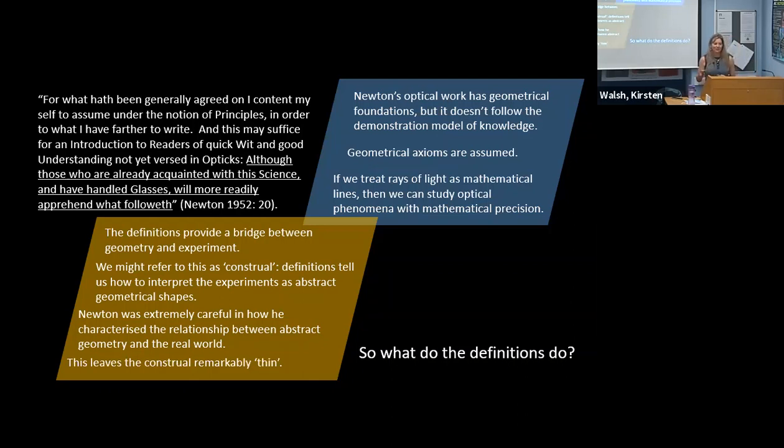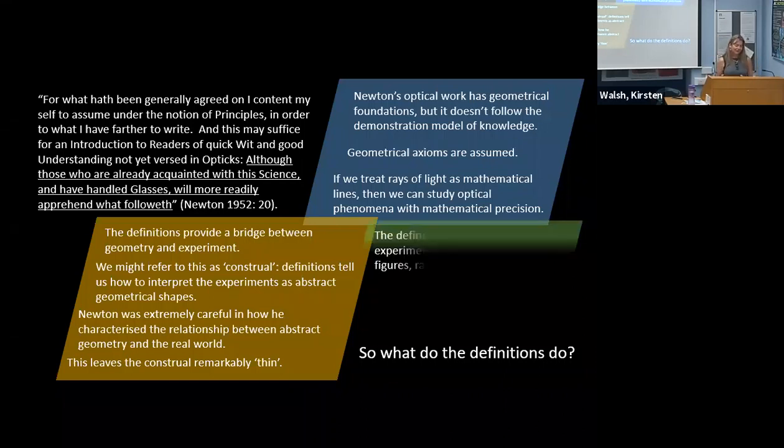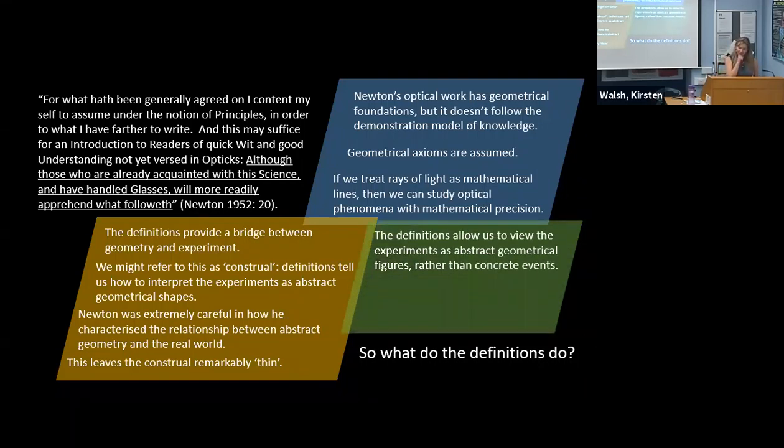And this leaves us with a remarkably thin construal. This is why I wanted to emphasize the point about the properties that he attributes to light. He doesn't attribute more properties than he needs to. So the definitions allow us to view the experiments as abstract geometrical figures rather than concrete events.